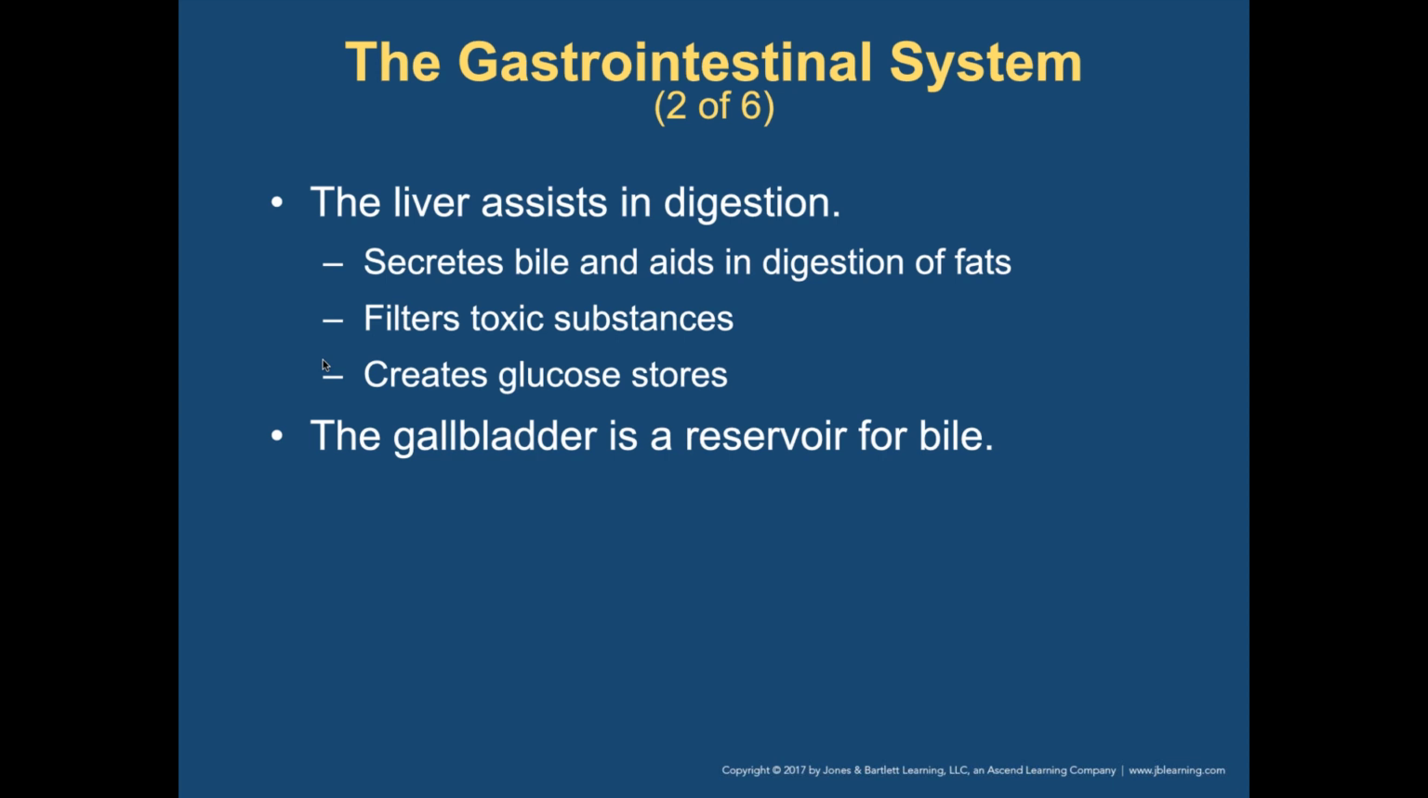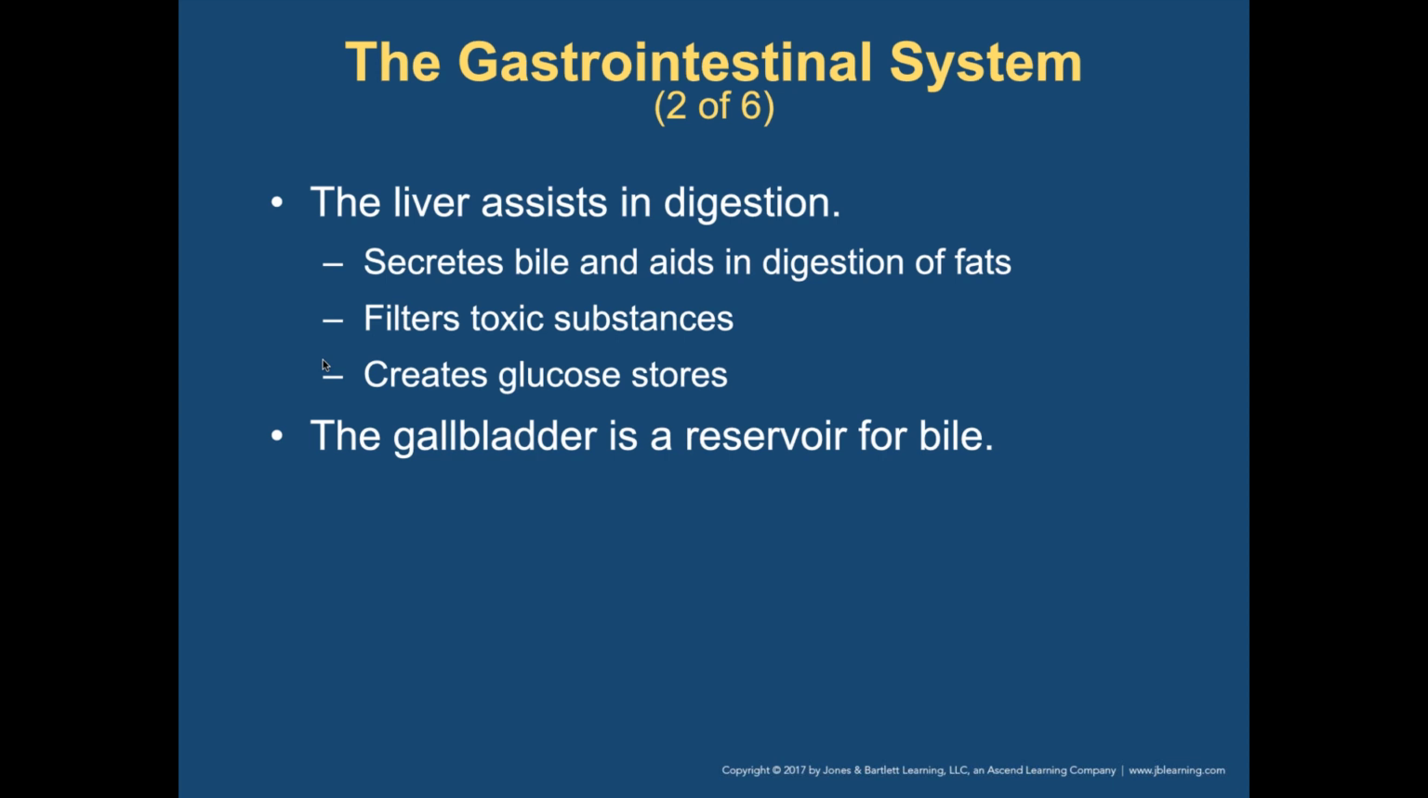This does create your glucose stores as well. It produces substances necessary for blood clotting and immune function. So again, think about it. When somebody's got hepatitis or cirrhosis of the liver due to alcoholism and that kind of thing, these are the things that you're going to start to see. Oh, don't need to drop F-bombs in the class. You're going to see these things mess up, right? So they might have a problem with their glucose. They might have a problem with blood clotting. When the liver starts to fail, they're going to start to lose some traction on these systems' functions.